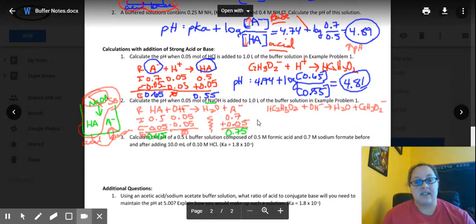Now I'm going to stick this into my pH formula. So pH is equal to, same pKa, dealing with the same stuff there, 4.74 plus log of my base, A minus, it's 0.75.